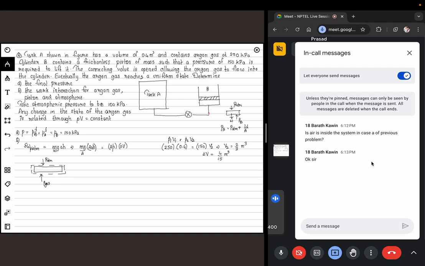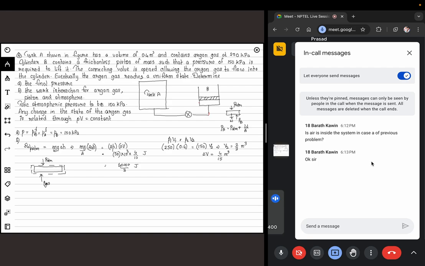So what will be the work done? I can calculate the value here: delta P is 50 kilopascals times delta V, which is 4 by 15. This will be in joules. I'm getting a value of around 40,000 by 3 joules. But is it positive or negative? So should I consider it positive or negative? How will I decide that?